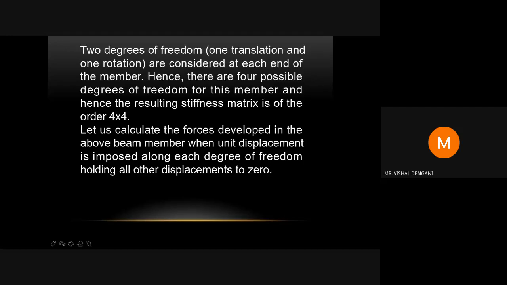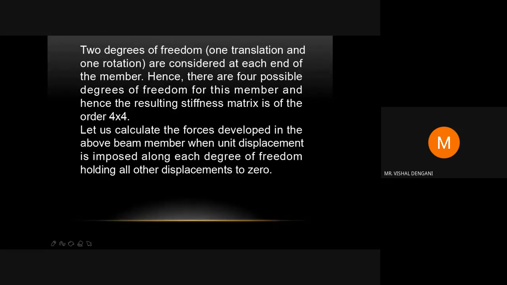2 degrees of freedom, 1 translation and 1 rotation, are considered at each end of the member. Hence there are 4 possible degrees of freedom for this member, and hence the resulting stiffness matrix is of the order 4 by 4. 2 degrees of freedom will be there, one translation and one rotation at each node of the member.